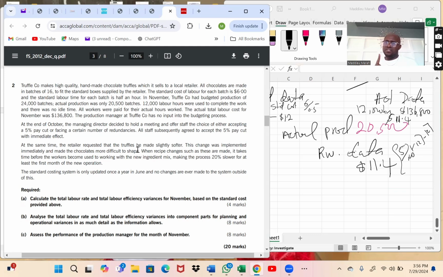Let me go over this again. At the same time, the retailer requested that the truffles be made slightly softer. Okay, make it slightly soft. These changes were implemented immediately and made the chocolate more difficult to shape. Spend more time on the chocolate now. Spend more time because it's difficult. When recipe changes such as these are made, it takes time before the workers become used to working with this new ingredient mix, making the process 20% slower for at least the first month of the new operation.